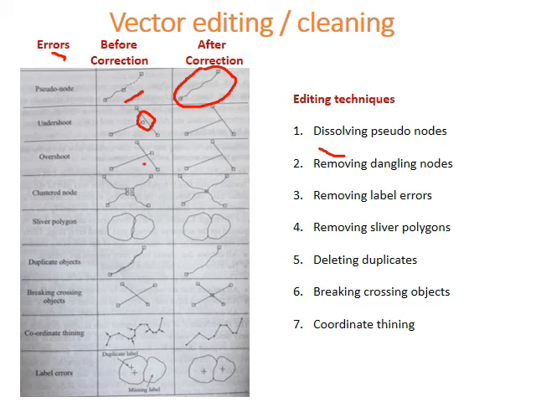Similarly, this is an overshoot, and that has to be corrected. And there will be a cluster node. All these cluster nodes have to be properly linked so that they become a single node. All these things can be done using a method called dangling nodes.